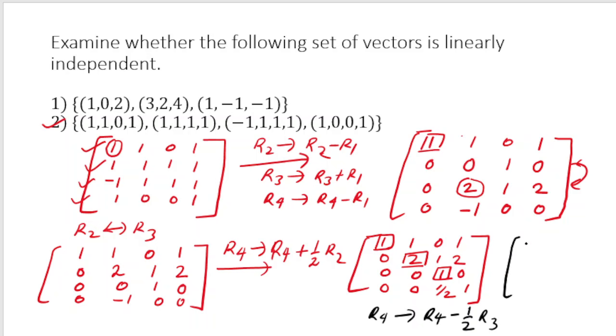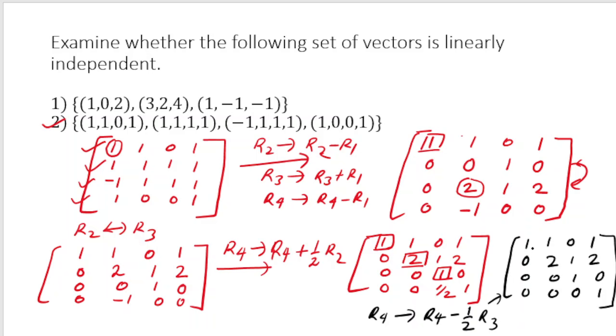So the last matrix that I will get is 1, 1, 0, 1. This operation I have performed here, and 0, 2, 1, 2, 0, 0, 1, 0, and 0, 0. This will become 1 by 2. 1 by 2 minus 1 by 2 is 0, and 0 multiplied by 1 by 2 is 0. So 1 minus 0 is 1. So what we have got in the end is an echelon form. Now it is an echelon form.